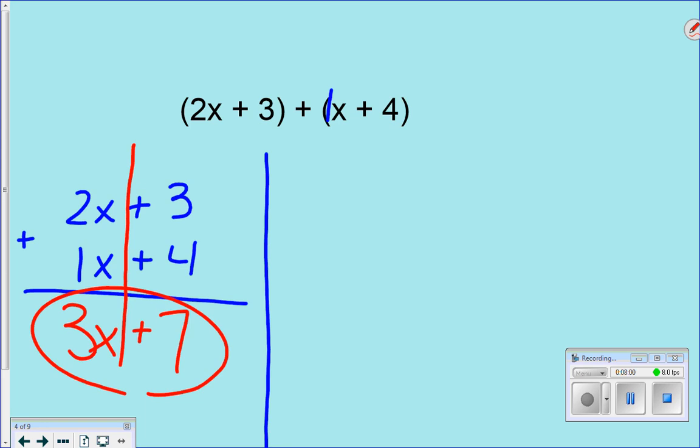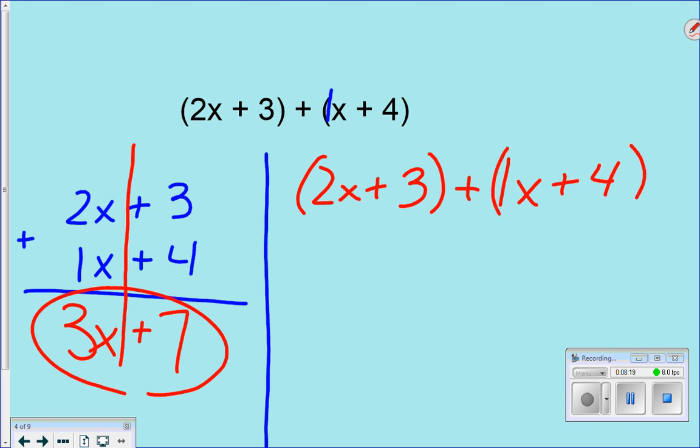Now remember, if you're going to split it up, make it so the lines are in front of these signs, because those signs help you tell if they're positive or negative. It's like treating it like two different problems. Now another way you can do it is you can just say, okay, what's 1 plus 2? 3x. What's positive 3 plus positive 4? Positive 7.